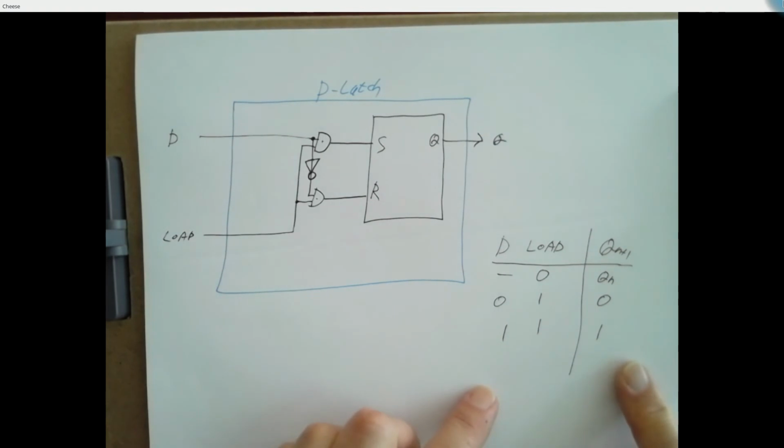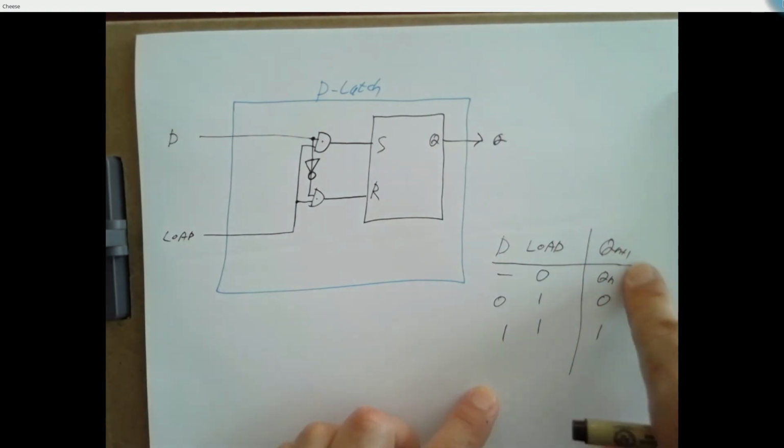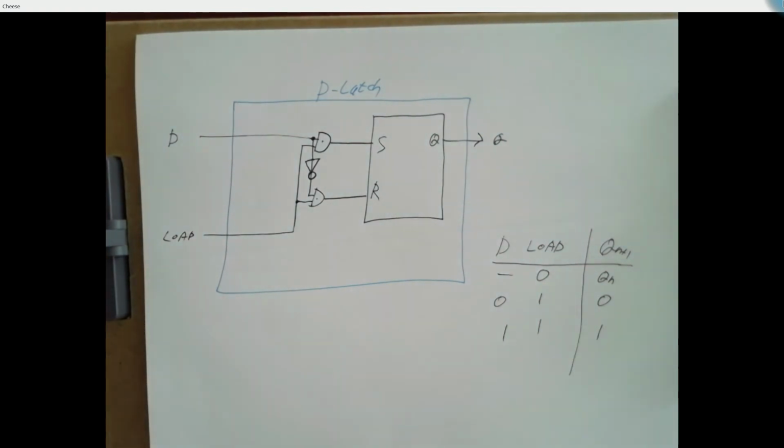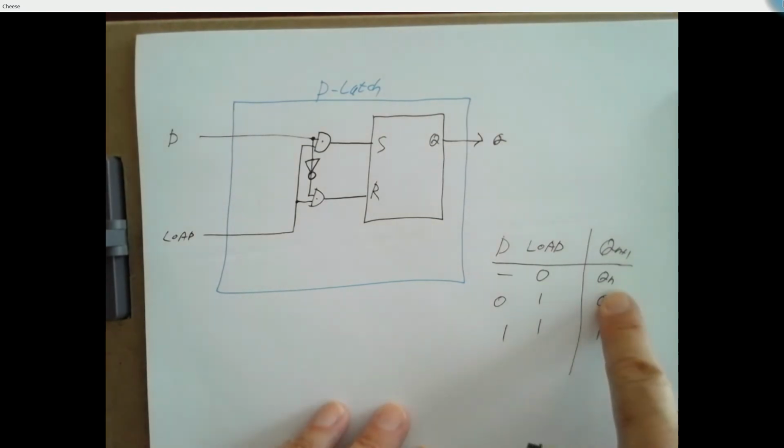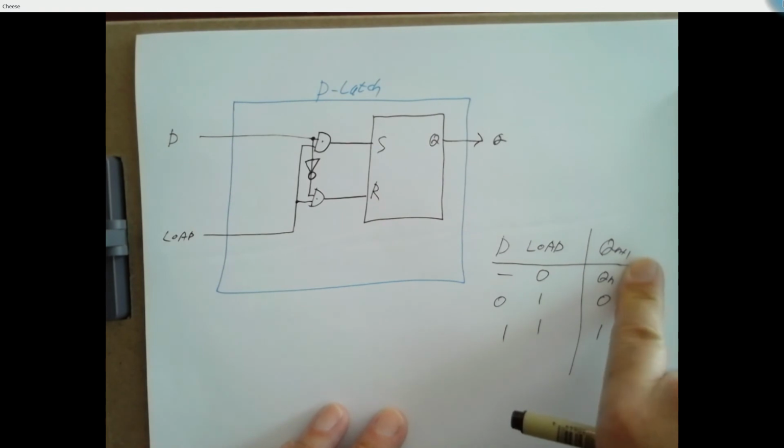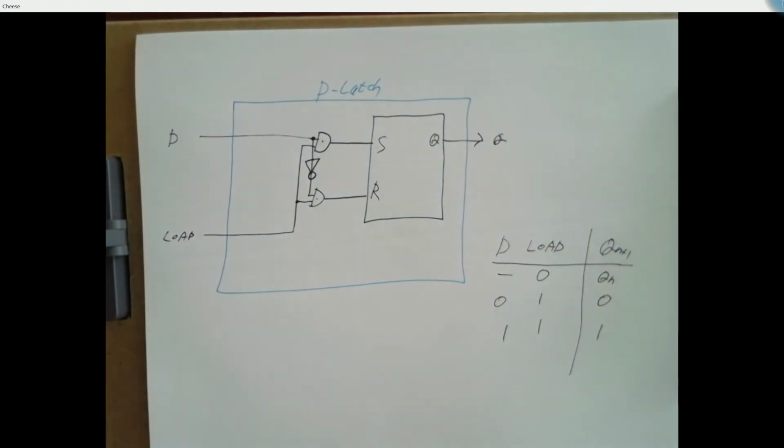Is it Qn plus 1? Yeah. Okay. So that's one way to express the next value of Q. It's a truth table where we're trying to capture this sequential behavior. So we think of Q at time step n, Q at time step n plus 1. It's an imprecise notation, but that's what we take it to mean.